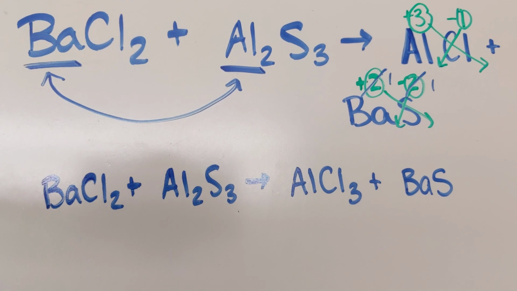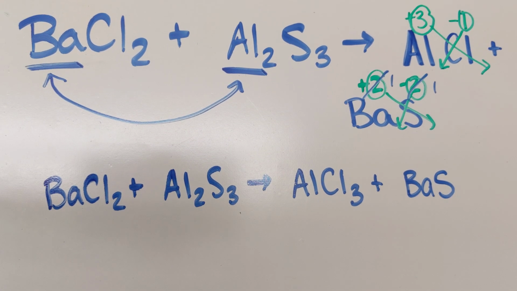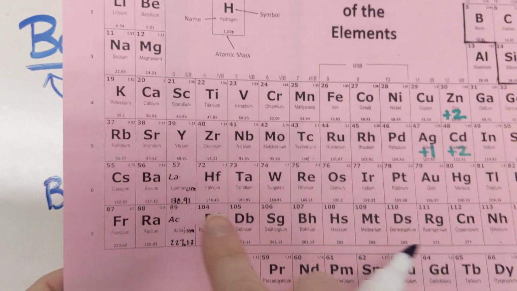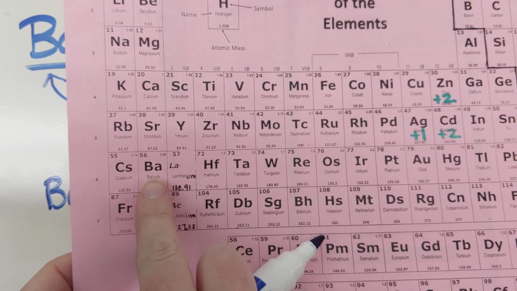Capital B, lowercase a, capital S. You've got to be careful on your capital letters. I see some people getting a little bit sloppy. Just follow what the periodic table says. So for example, it's capital B, lowercase a.